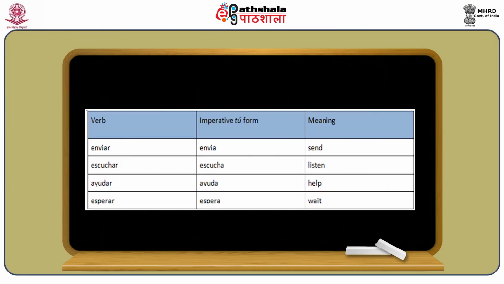The imperative form of some AR ending regular verbs is given below. So we have the verb on one side, then the imperative form, and then what it means. For example, the verb enviar means to send, but the third person singular of enviar will be envía, that is, remove AR and add A, or simply remove the R from the verb. And when we say envía, it means send, that is the command. So enviar means to send, but envía means send.